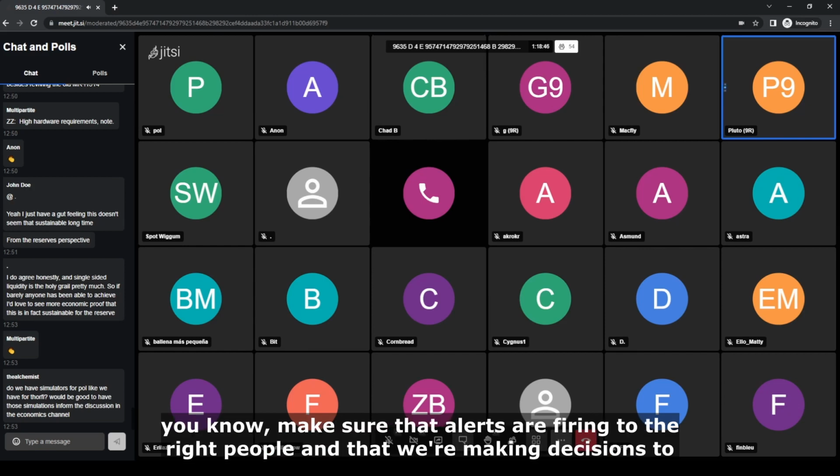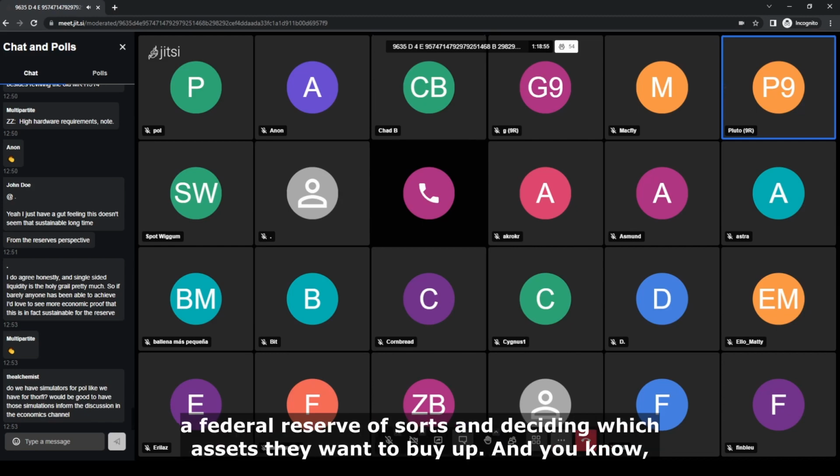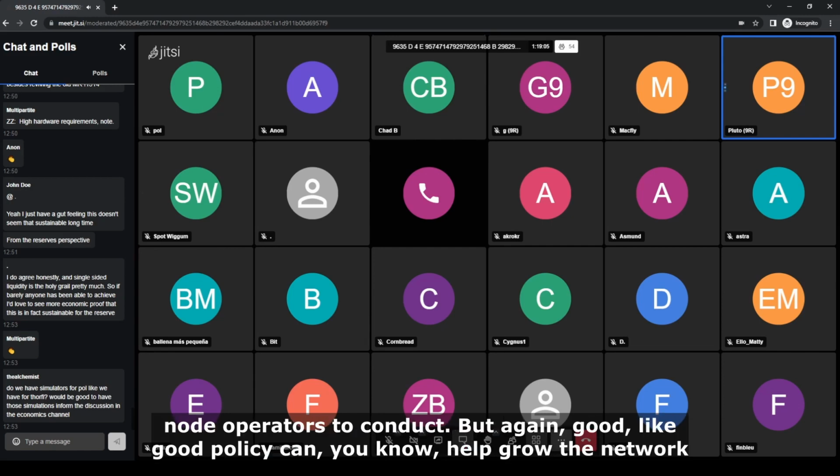to the right people, and that we're making decisions. Essentially, the node operators need to start acting like a Federal Reserve of sorts, and deciding which assets they want to buy up, and how we want to use the protocol. It is a form of economic policy that we are asking node operators to conduct.